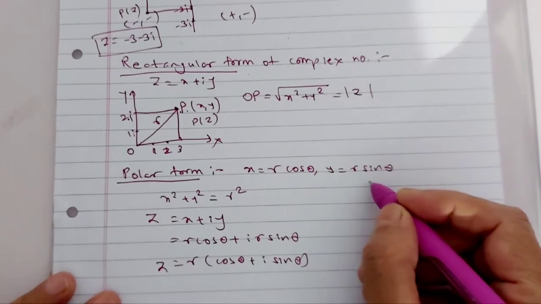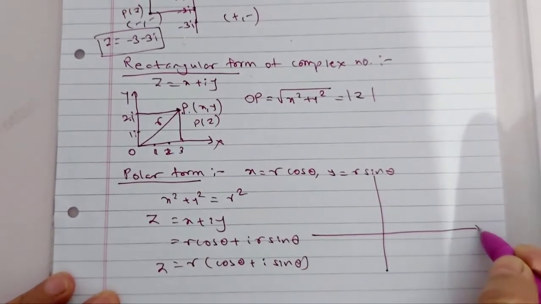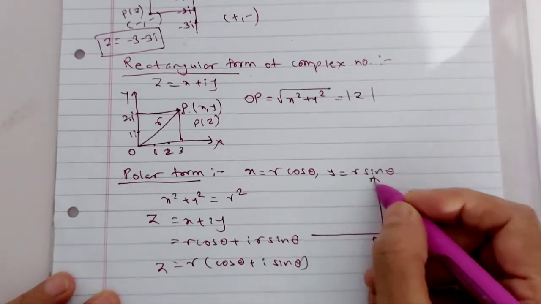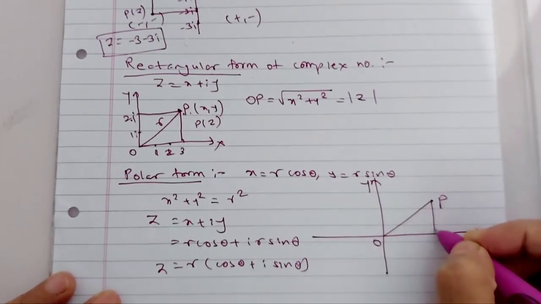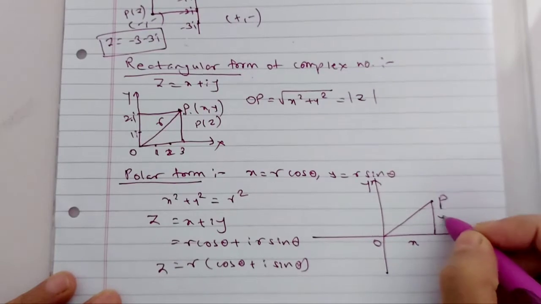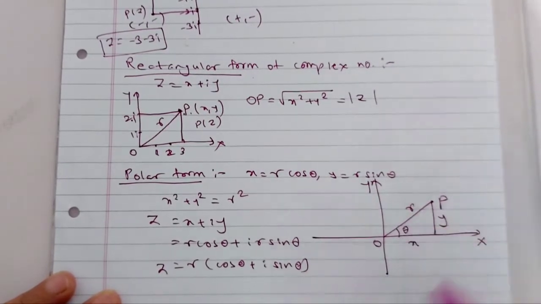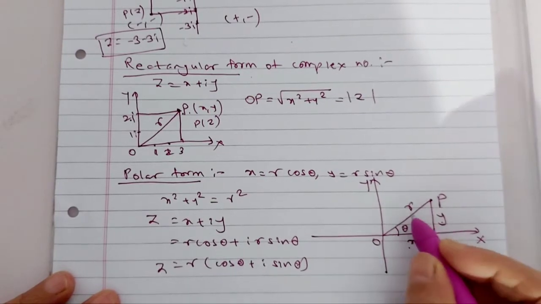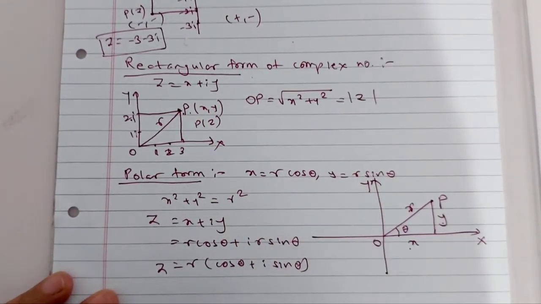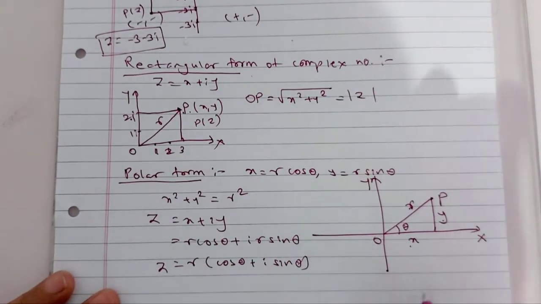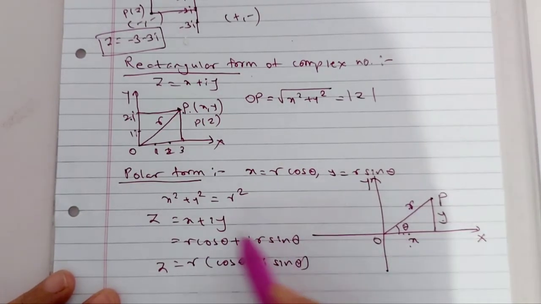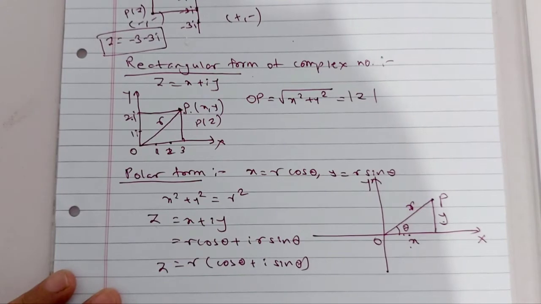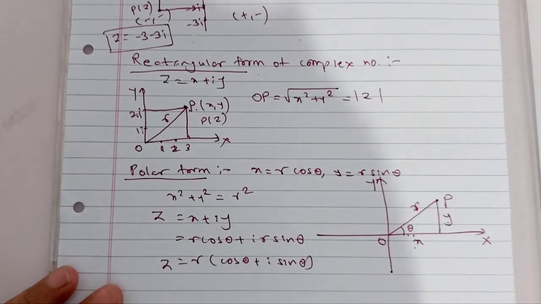So how will I show this? This is the origin, this is the x-axis, this is the y-axis, this is the point P, join this OP. So this is my x, this is y, this is r, this is theta. So x is equal to r cos theta, y is equal to r sin theta. From that we reached over here. Now this r and theta are real numbers. So therefore the complex number z is expressed in terms of polar coordinates r and theta, and that's the reason this is named the polar form.